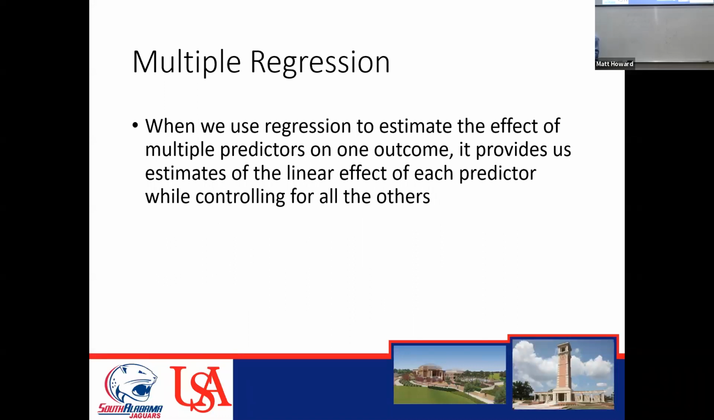Yeah, so when we use regression to estimate the effect of multiple predictors on one outcome, it provides us a linear relationship of each predictor, but it also provides a linear relationship for each predictor while controlling for all the other predictors. So this is why we started with partial correlation, because multiple regression serves a lot of the same function as partial correlation.